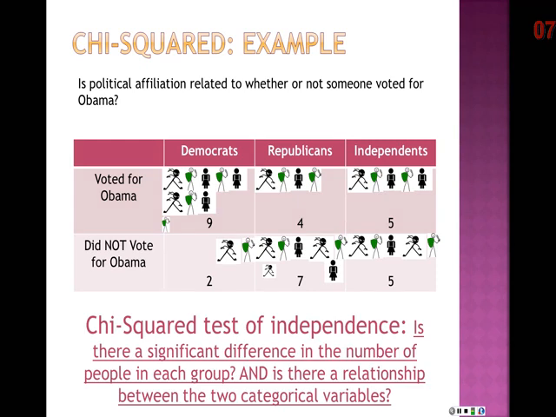So in this case, a chi-square test of independence is what we would use, because we're asking the question, is there a significant difference in the number of people in each group? And is there a relationship between the two variables, right? Is there a relationship between being a Democrat and voting for Obama, or being a Republican and not voting for Obama? And that's the question we're trying to answer.